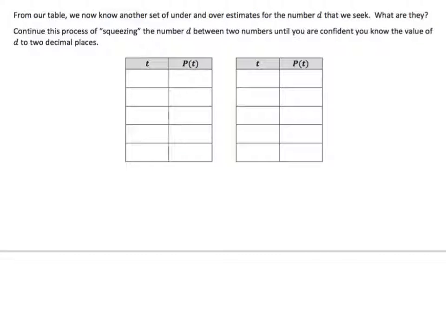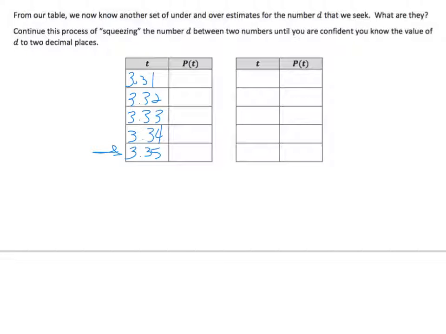So from our table, we now know another set of over-under estimates for the number d that we seek. What are they? Continue the process of squeezing the number d in between 2 numbers until you're confident you know the value d to 2 decimal places. So we just said it tipped over at 3.4, so we're going to take 3.3. So 3.31, 3.32. And you'll get used to this as you work through the problem set. Like I said, I always went for the middle. This is where I started, and then I would go up or down from there.